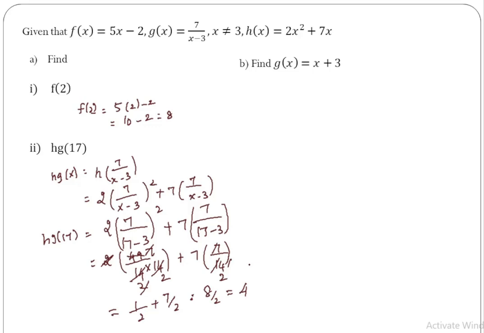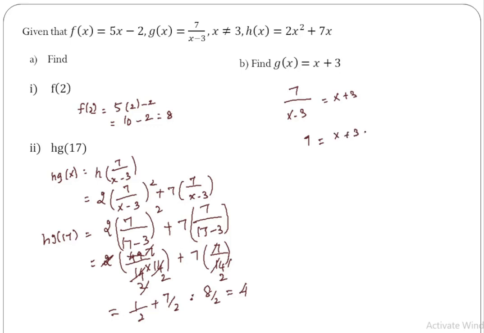Okay. Shall we move on to part B? Yes. g of x is equal to x plus 3. What is the value of x? 7 over x minus 3 equal to x plus 3. We have to solve this problem.